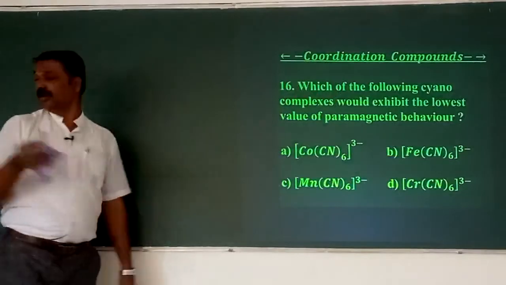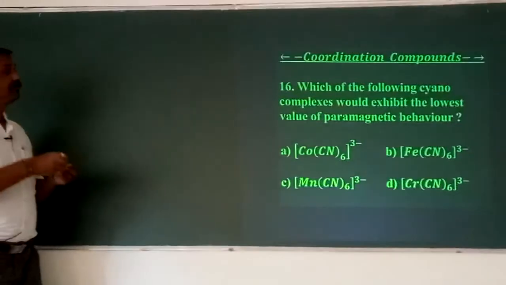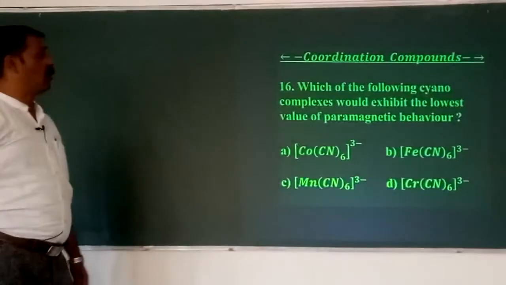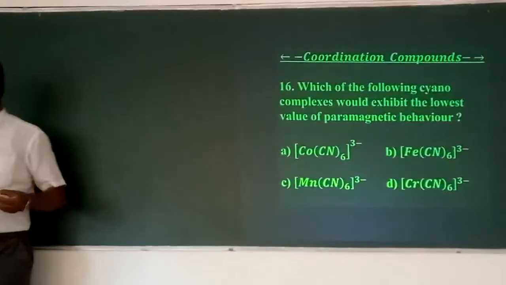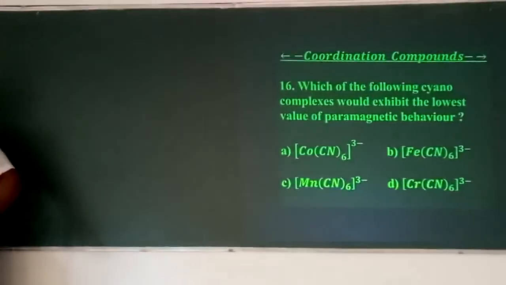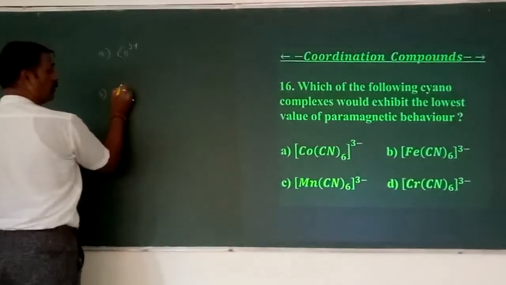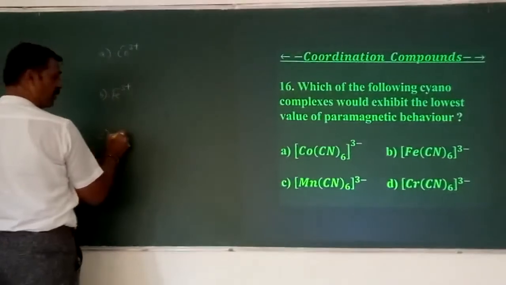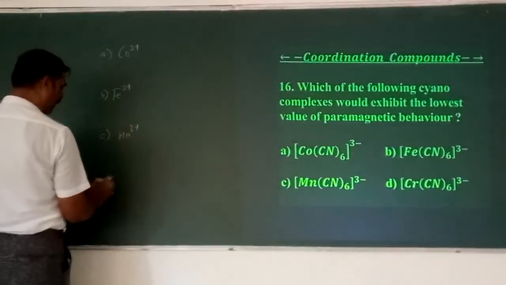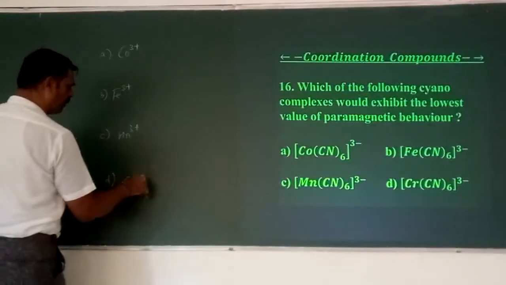Next we'll move to the 16th here. Which of the following cyano complexes would exhibit the lowest value of paramagnetic behavior? Lowest value of paramagnetic behavior. So let us take A, Co3 plus, B is Fe3 plus, C, Mn3 plus, and D is Cr3 plus.